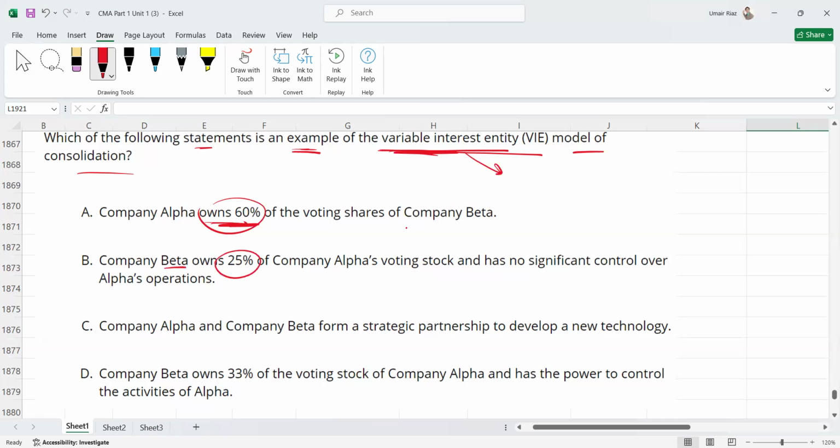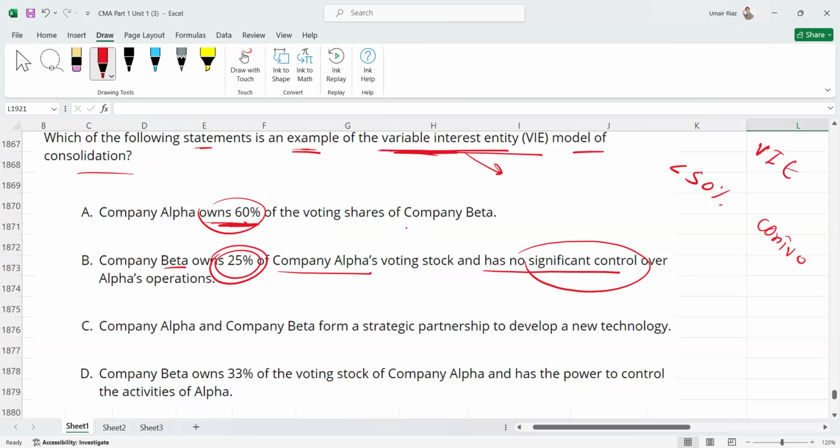Then company Beta owns 25% of company Alpha. So it is less than 50% and has no significant control. So you don't have control, so actually it is not a variable interest entity. A variable interest entity means you should have less than 50% voting rights, but you should have control. Here you have less than 50%, but you don't have control. This is the definition of a variable interest entity: less than 50% voting rights and control over the subsidiary. But here you don't have significant control, so this is incorrect.